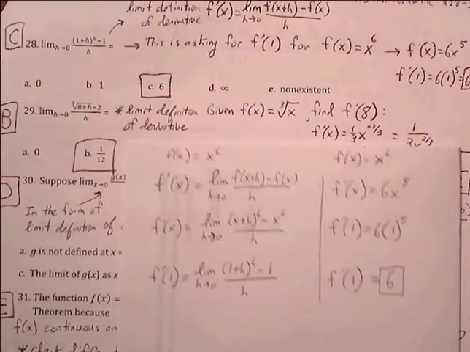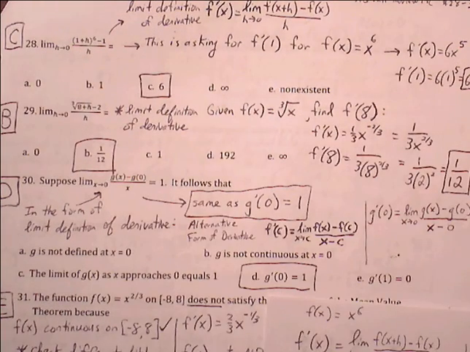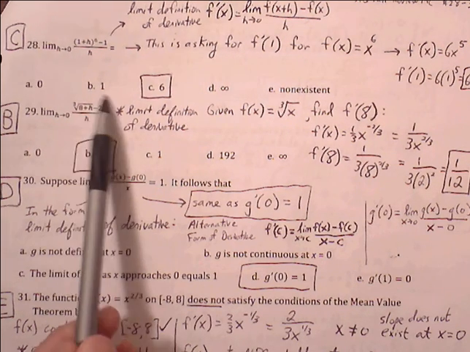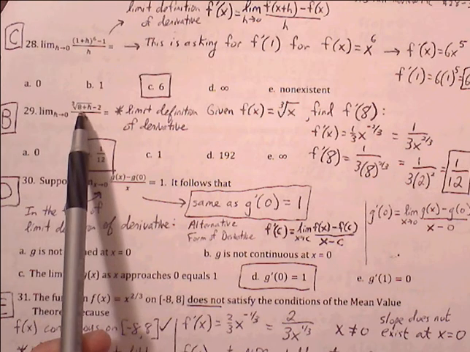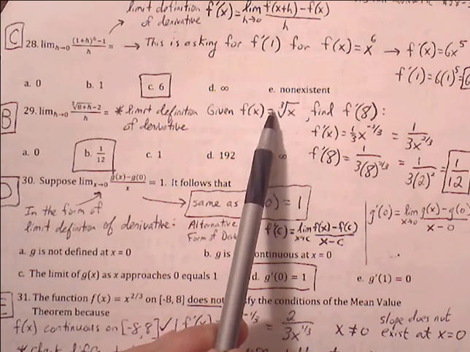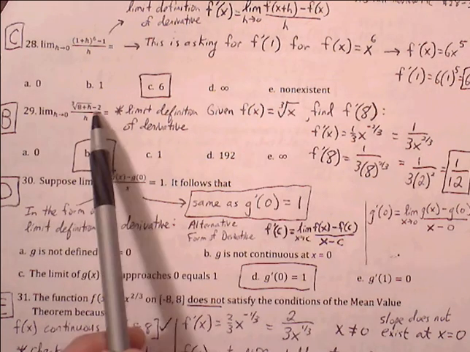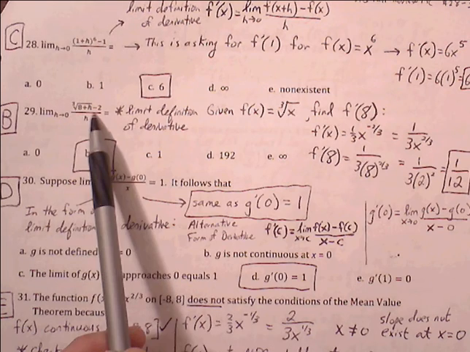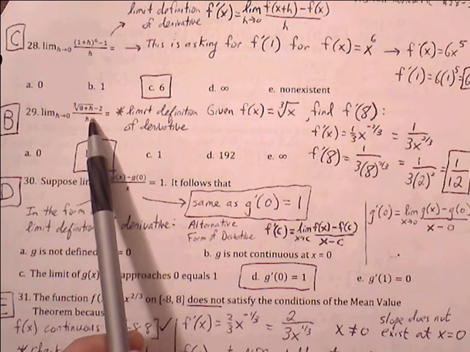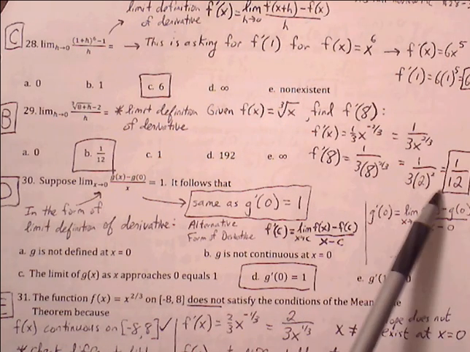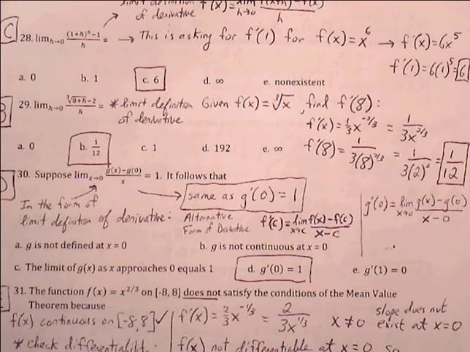Number 29, limit as h approaches 0 of cube root of 8 plus h minus 2 all over h. This is also in the form of the limit definition of a derivative. So we need to see that this is talking about the function cube root of x, and then asking us to evaluate this function's derivative at x equals 8. So if we can see that this is referring to a limit definition and that it's asking for f prime of 8, then we can go through power rule and find the slope at that point.